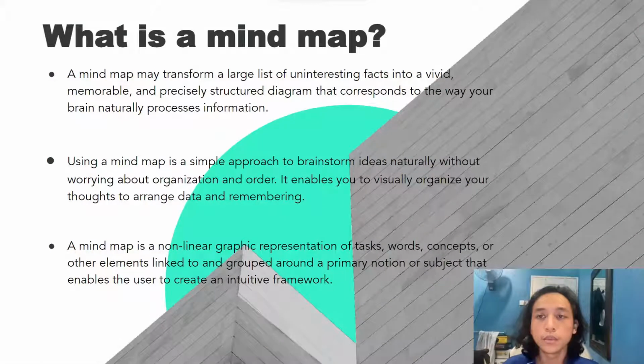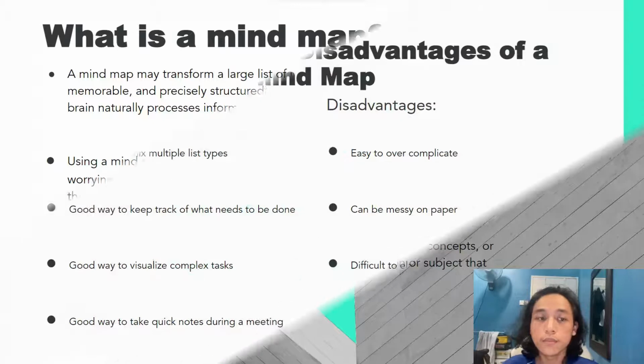A mind map is a way to transform a list of uninteresting facts into a vivid and easier way for our brains to understand. Other than that, using a mind map is a simple approach to brainstorm and create ideas naturally. Furthermore, a mind map is a non-linear graphic representation of tasks, words, concepts, or other elements linked to and grouped around a primary notion or subject that enables users to create an intuitive network.